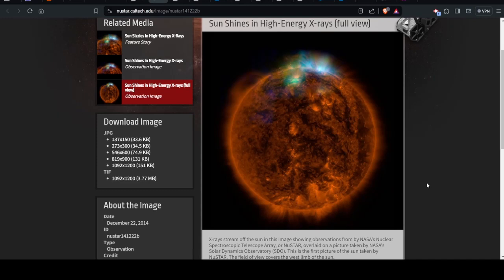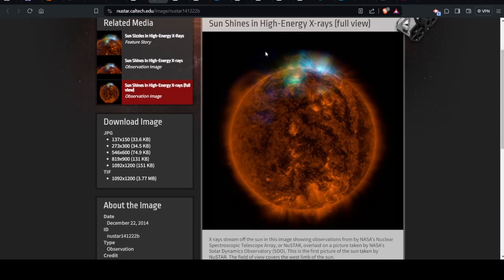And then this is a picture of the sun in different wavelengths. The red part of this picture is ultraviolet light, and then at the top you see these blues and greens and yellows. That's X-ray radiation. So they just overlaid two different exposures, one in ultraviolet, one in X-ray. And there are so many of these pictures of the sun.